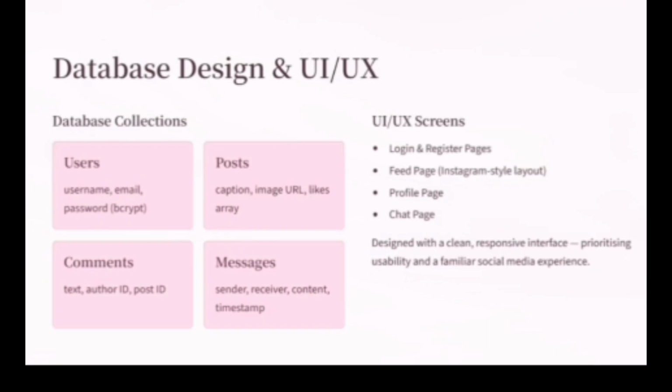This diagram helps in designing an efficient database structure. It reduces redundancy and improves data integrity. It is essential for backend development. The user table stores the user information such as username, email, and password. The post table contains the details about the posts created by the users. The comment table stores the comments made on the posts. The message table handles the communication between the users.